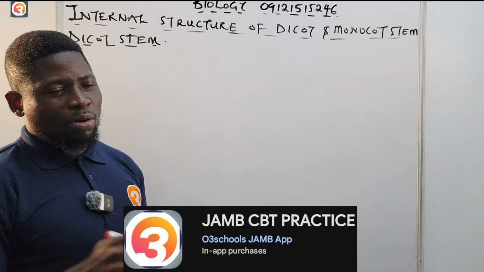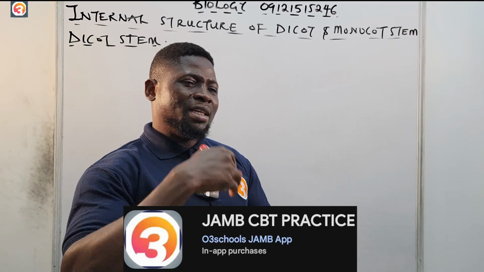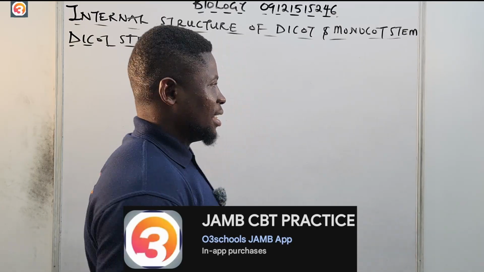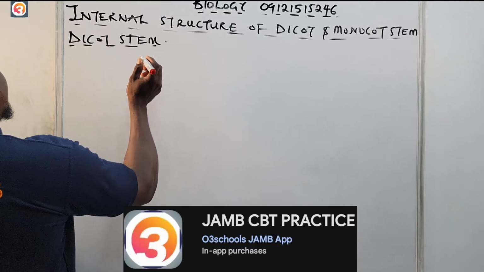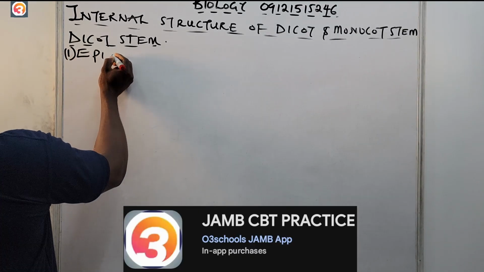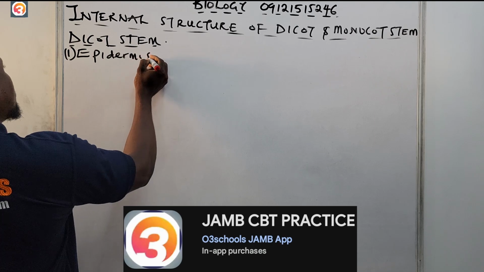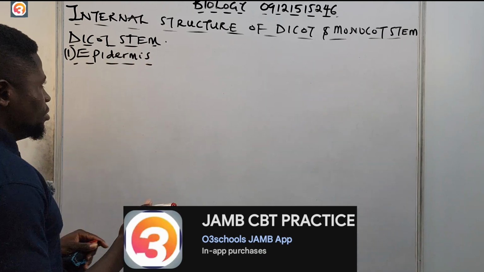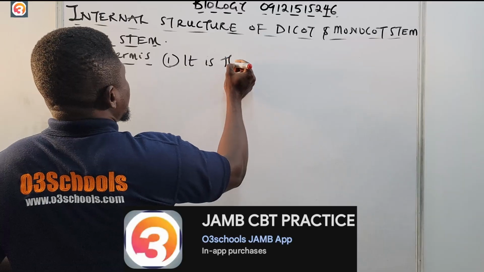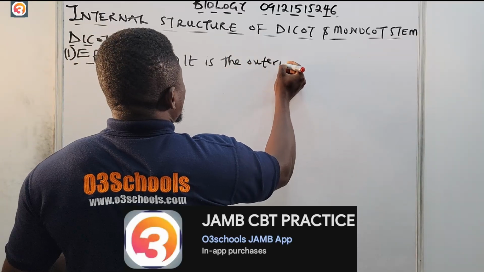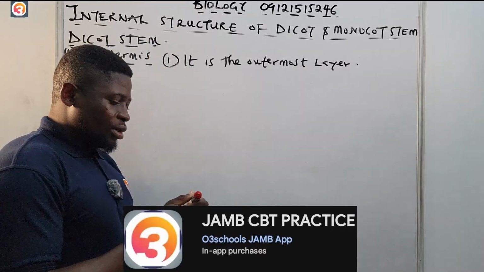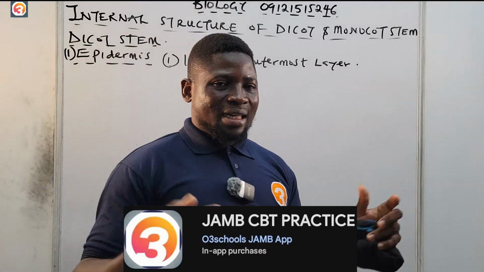The dicot stem has the following parts. Number one is the epidermis. The epidermis is the outer layer of the cell. Let's begin with the epidermis, so as not to waste time. We know that the epidermis is the outermost layer.